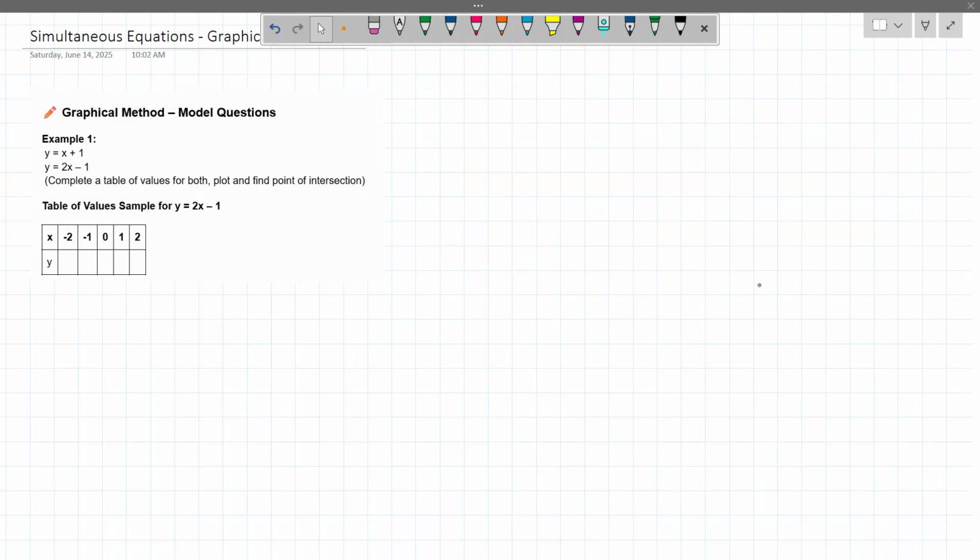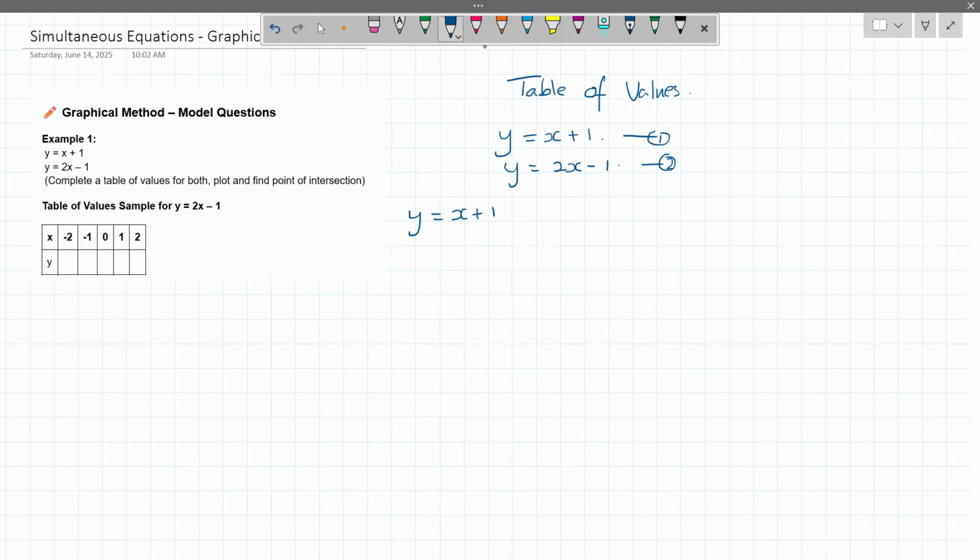Now, to do this, we actually need to graph the two lines, or we need to create a table of values for the two lines. The two lines we have, which will be the two equations, are y is equal to x plus 1 and y is equal to 2x minus 1. Each one of these, we're going to create a table of values. So I'm going to have my y is equal to x plus 1 and my y is equal to 2x minus 1. Now, to draw a line, we really just need 2 to 3 points, right?